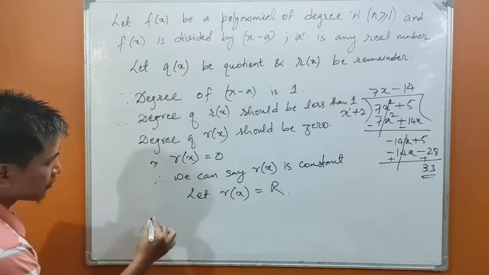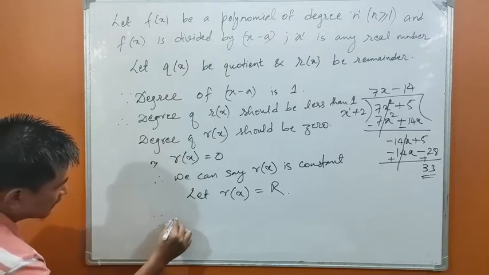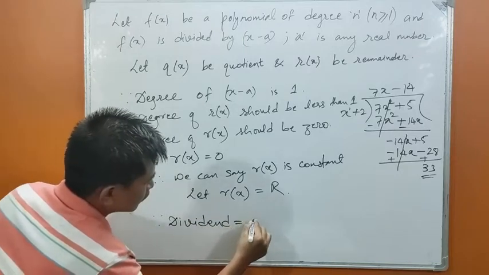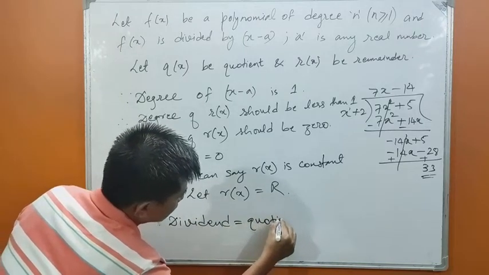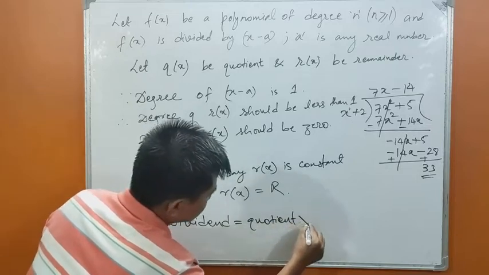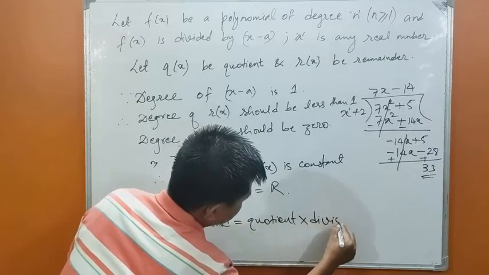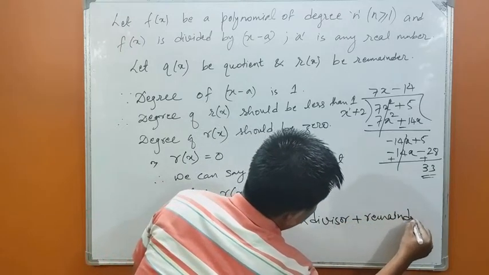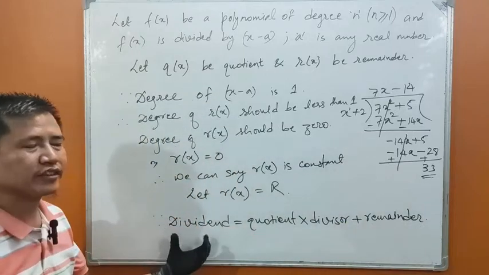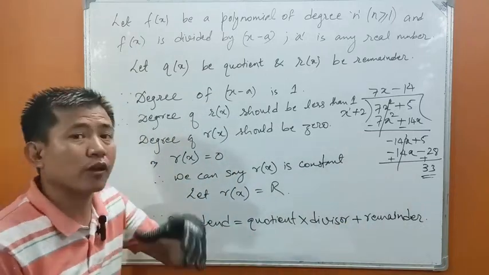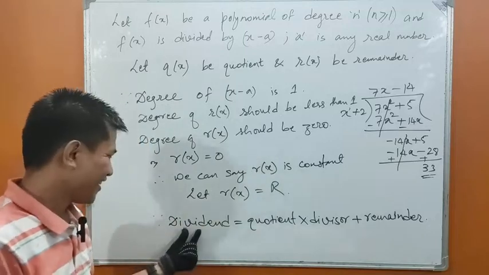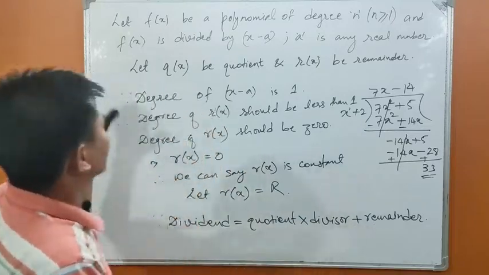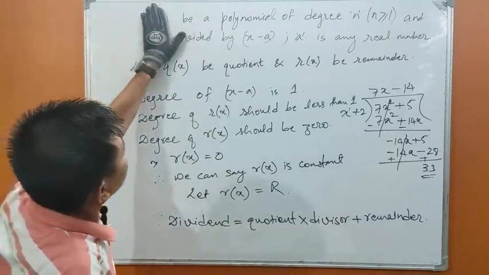Now, since we know the relation, since dividend equal to quotient into divisor plus remainder. We have already proved this relation, we have already seen this relation, and we have already memorized this relation, isn't it? I hope you did so. Dividend equal to quotient into divisor plus remainder. So let us erase this and continue our theorem.